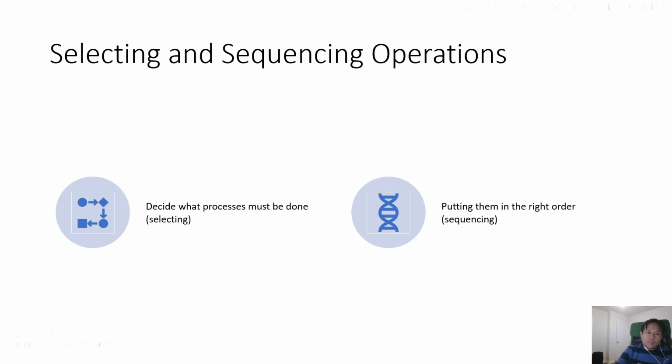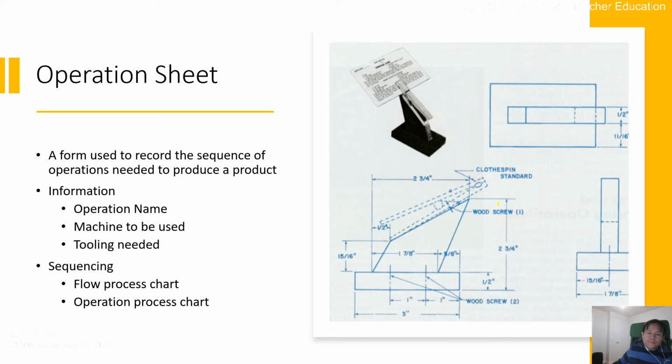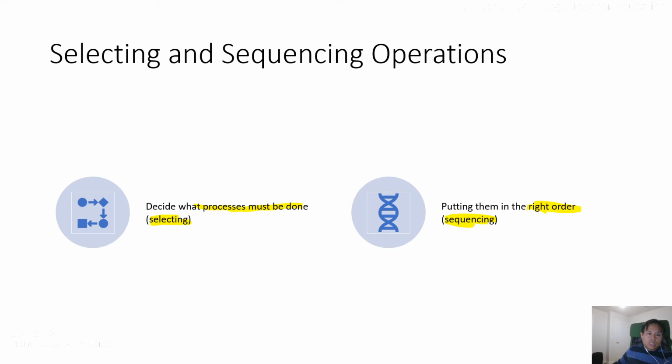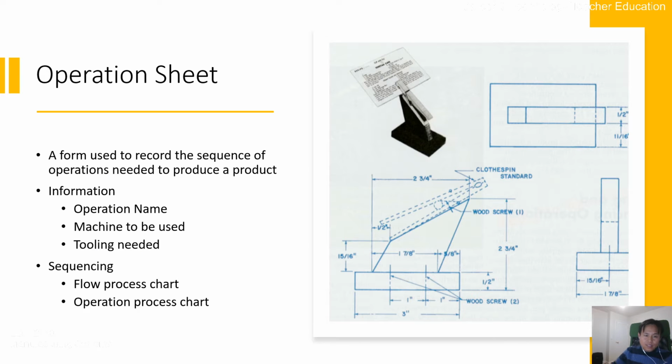All right, so in the management, we need to decide two things, selecting and sequencing. Selecting means deciding what process must be done, and sequencing means the right order. So in a manufacturing system, for selecting the process, we use some techniques. I will introduce some of them.